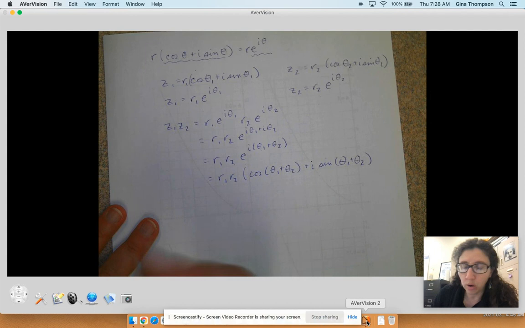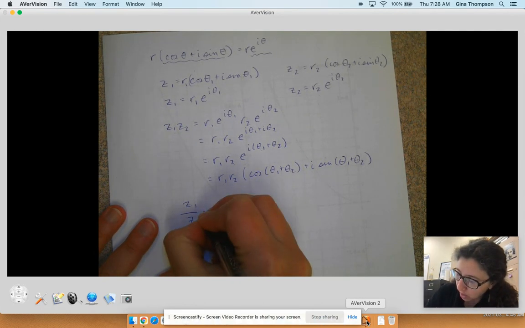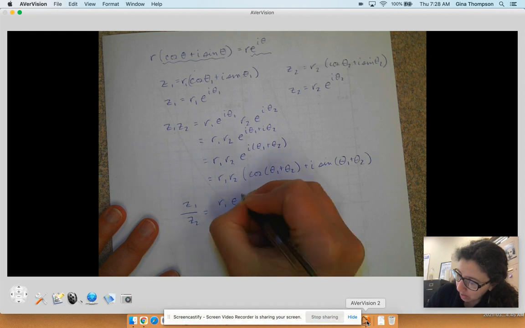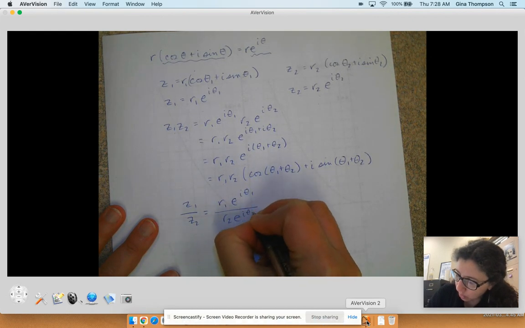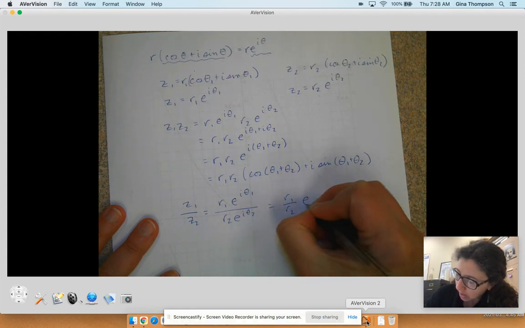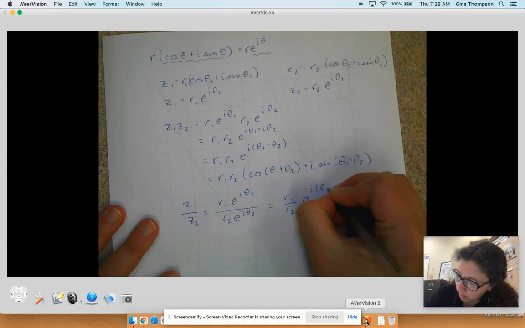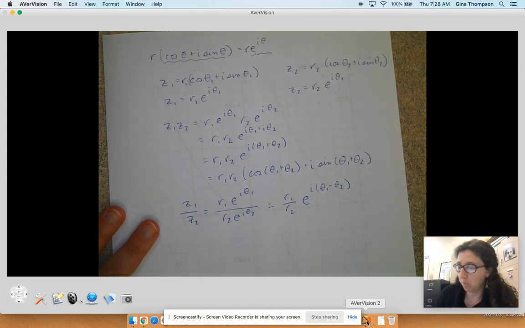What if we had a quotient, right? If we had z1 divided by z2, well, we'll have r1 e to the i theta 1 over r2 e to the i theta 2. We can just write that as r1 over r2 e to the i theta 1 minus theta 2. All right, just from the properties of exponents.